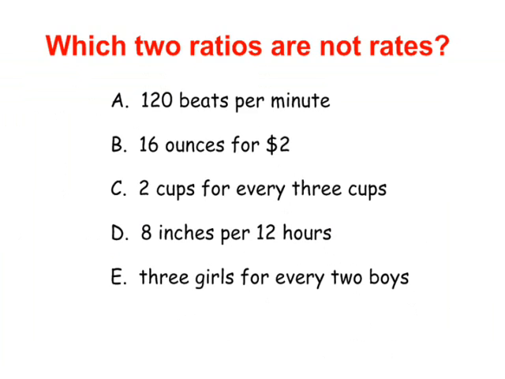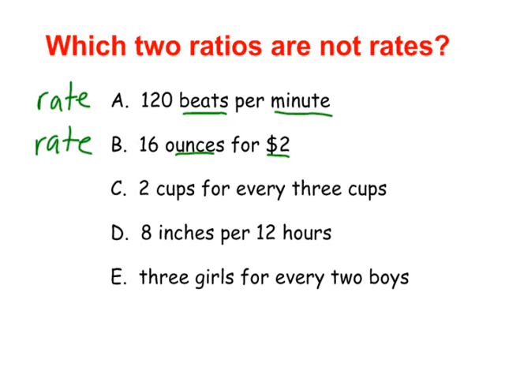Okay, let's take a look at this question. Which two ratios are not rates? Well, let's look and see what the units are. This one's comparing beats and minutes. Well, that's definitely a rate. And the next one, we're comparing ounces, so weight, and money. That's two different things. So these first two are definitely rates.